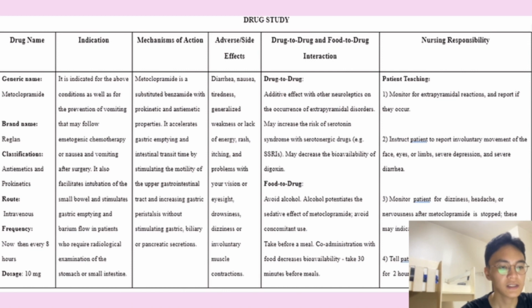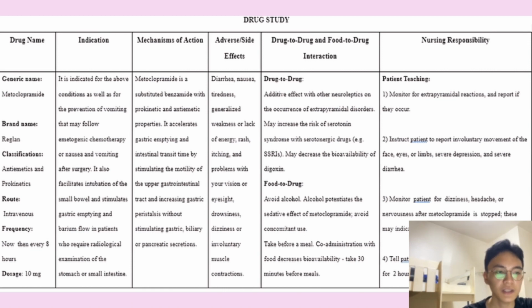Alcohol potentiates the sedative effect of metoclopramide, so avoid concomitant use. Take the drug before a meal. Co-administration with food decreases the bioavailability. Take 30 minutes before meals.